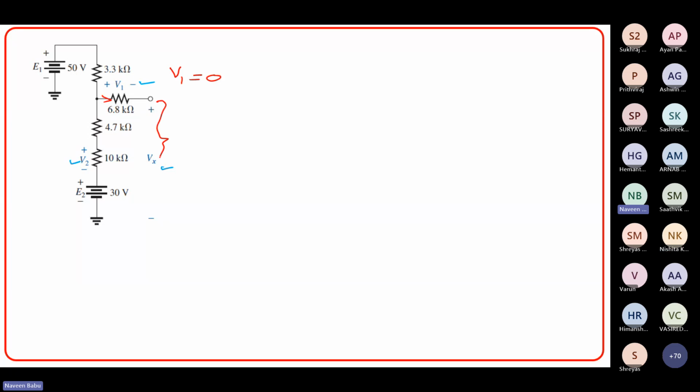Vx is the voltage between these two terminals. So you can apply KVL along this outer path like this. Which means it is plus E1 or plus 50, minus current multiplied by 3.3K, which is the drop across this, and then minus Vx equal to 0, right? So you need to determine what is the current in this particular loop.